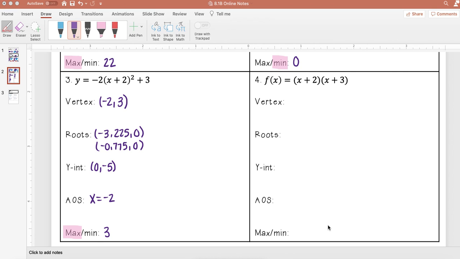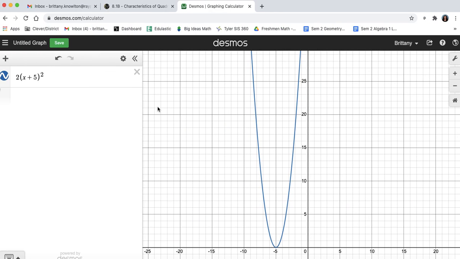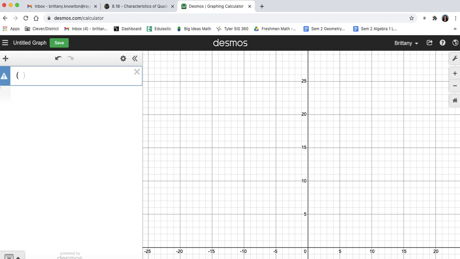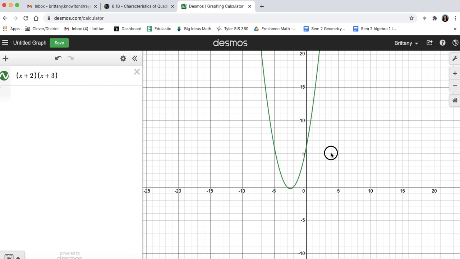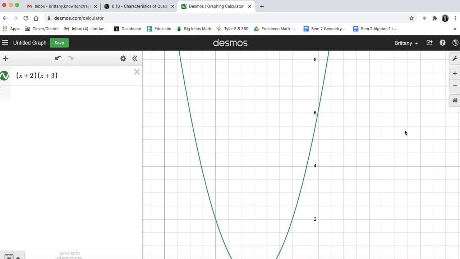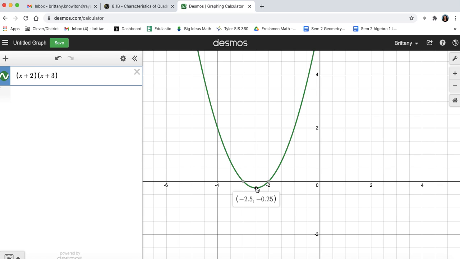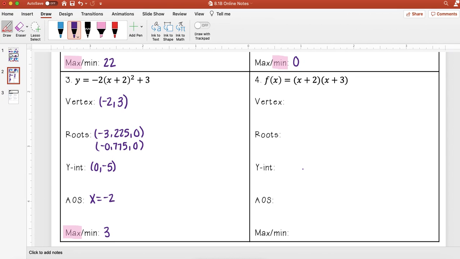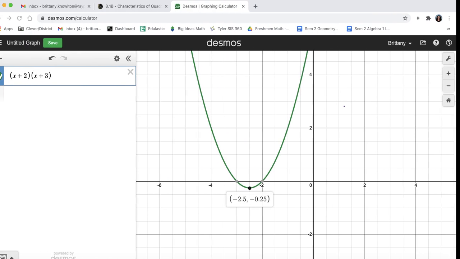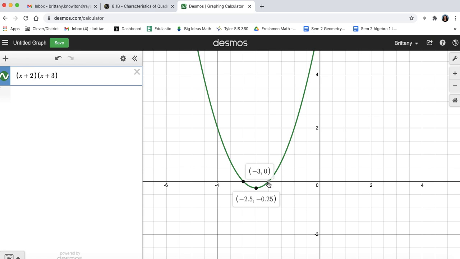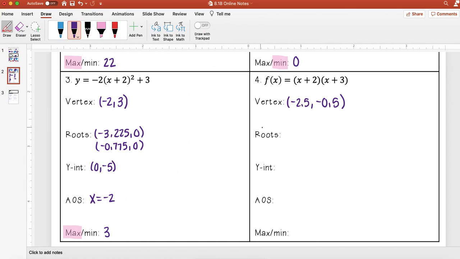Now for this last one, this one looks a little bit different, but it's going to be the same process. This one I have x plus 2, x plus 3. So first I want to find my vertex. That's going to be my lowest point, so I see that's at negative 2.5 and negative 0.25. To find my roots, I'm looking to see where it crosses the x-axis, and I see it's at negative 3, 0, and negative 2, 0.